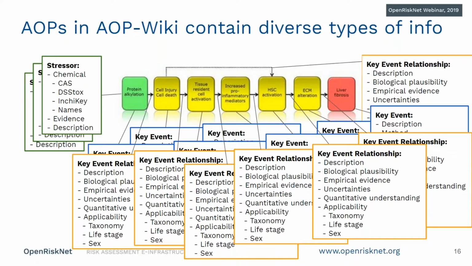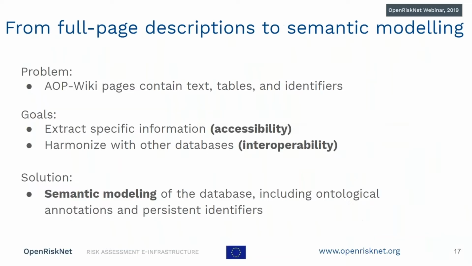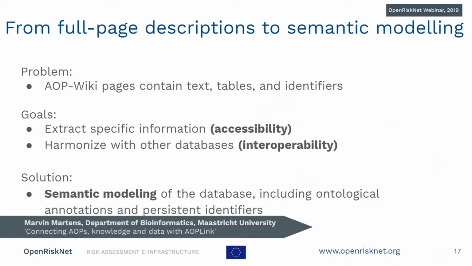And the same counts for key event relationships, all covering a variety of types of information, both structured and unstructured free text, but all the same, not accessible, not queryable for more specific questions. So the main issue with the AOP-Wiki is that it mostly contains free text, tables, and some identifiers.